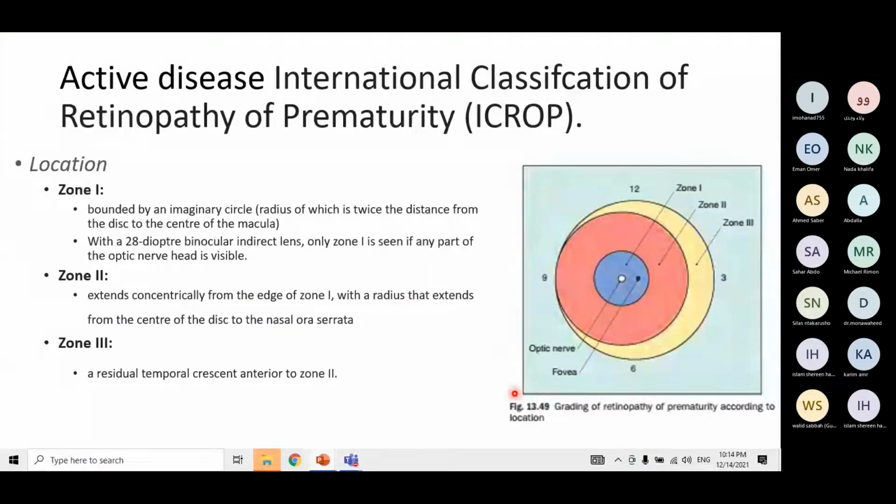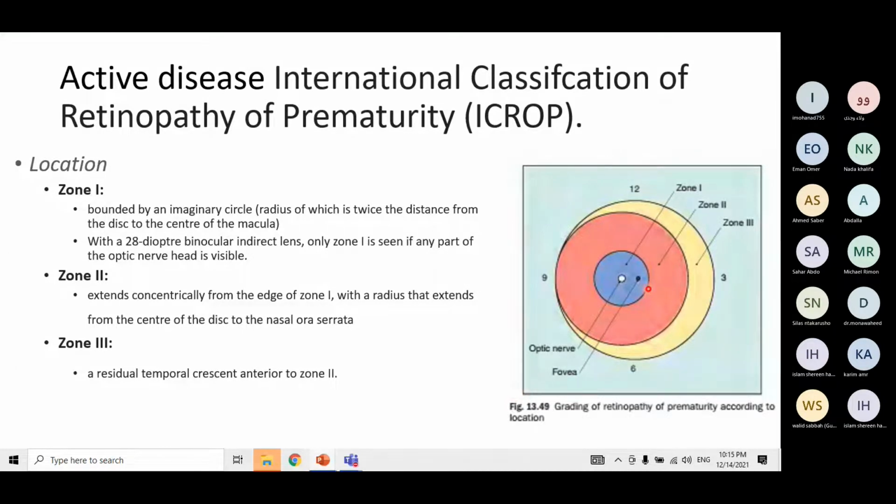We follow what we call the international classification of retinopathy of prematurity. You should know that signs of retinopathy of prematurity can be either an active disease or cicatricial disease. The active disease is the one that we see frequently, and is classified according to the international classification of retinopathy of prematurity. We talk about the zone.